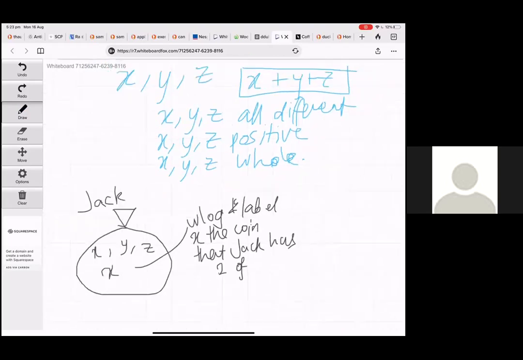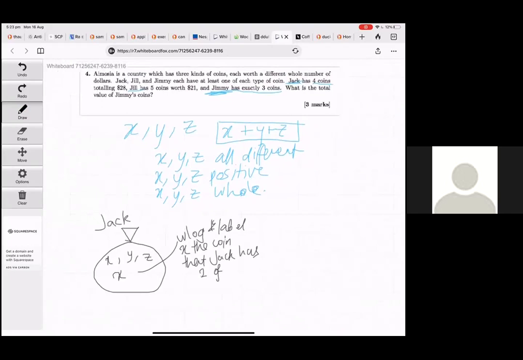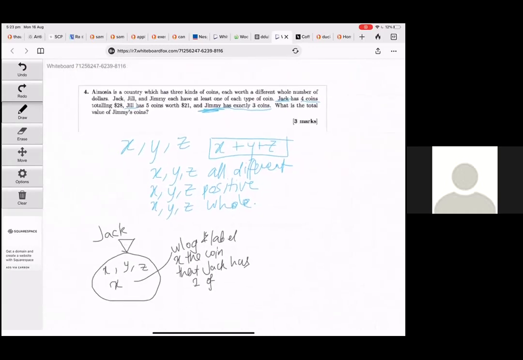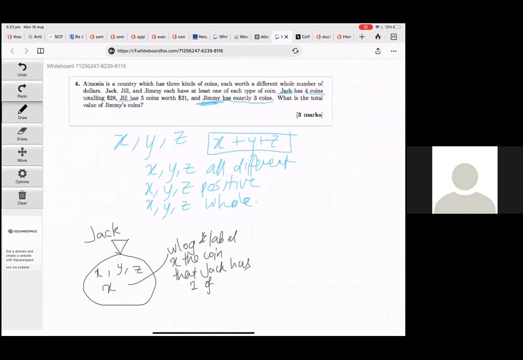So I think it's really helpful when you're doing these kinds of questions that you turn things into pronumerals and you use the pronumerals to represent stuff, to always sort of talk to yourself and qualitatively understand what each of those letters mean. So I've got it really clear in my head now that X is the kind of coin that Jack has 2 of. Okay, so this is pretty much the only scenario for Jack.